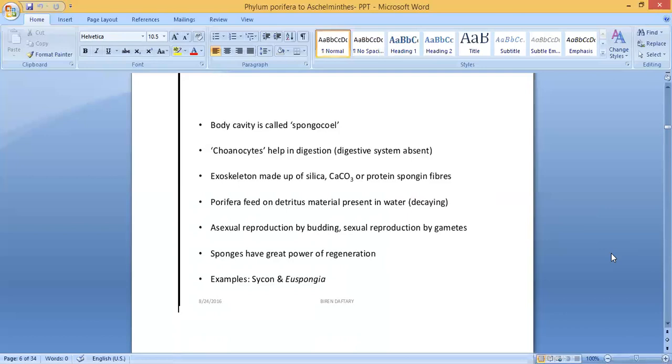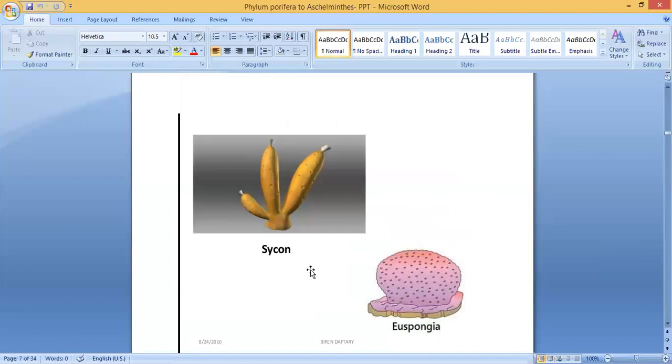So the examples given are Sycon and Euspongia. Which are the examples for porifera organisms? Sycon and Euspongia. I'll show you the figure. Yes, this is Sycon. You can see here the whole body. I told you they almost have a cylindrical shape. The body is covered with pores, pore bearing. That is the reason they are called porifera. You can see small pores or openings.